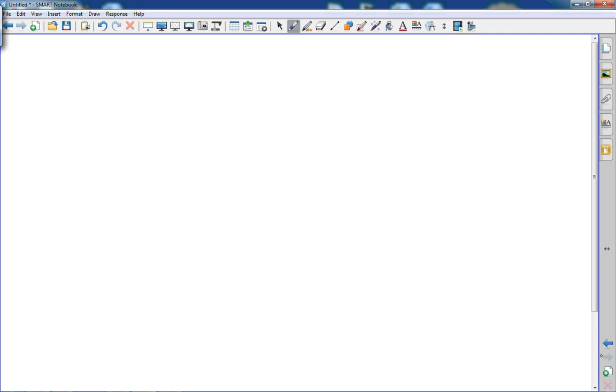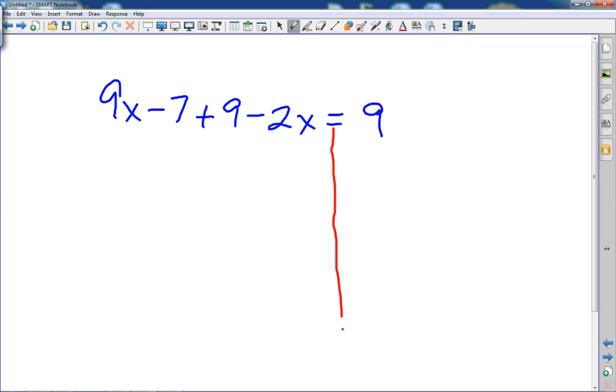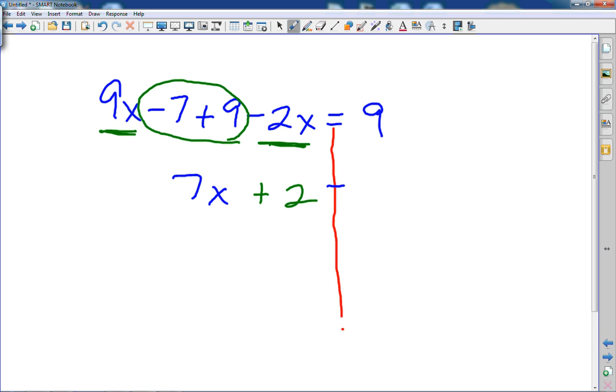Next, let's see here. I have 9x minus 7 plus 9 minus 2x equals 9. I'm going to draw my line. Now, look on the left-hand side. What can go together? The 9x and the minus 2x. Well, 9 minus 2 is 7x. Then you'll put together just the numbers right here. Negative 7 plus 9 is positive 2. That is going to equal 9.